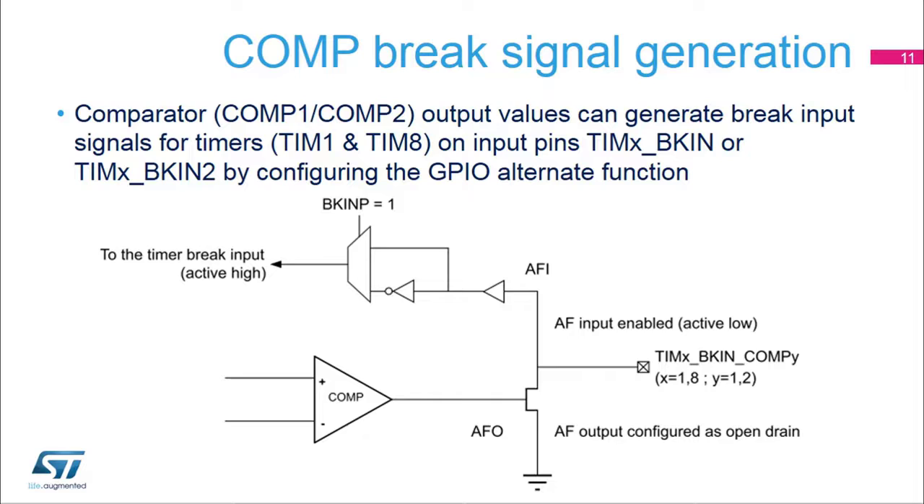The purpose of the break function is to protect power switches driven by PWM signals generated by timers. The two break inputs are usually connected to fault outputs of power stages and three-phase inverters. When activated, the break circuitry shuts down the PWM outputs and forces them to a predefined safe state. Please see the timer training slides for more details.